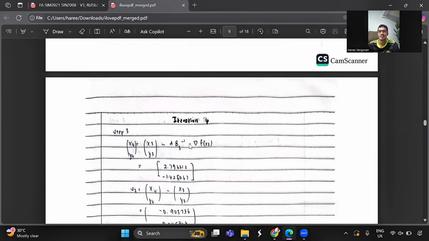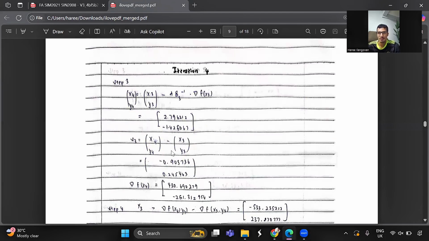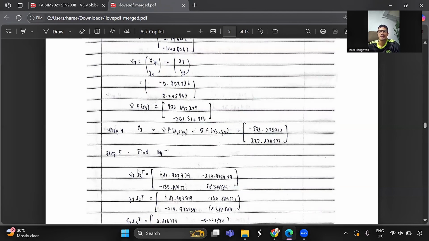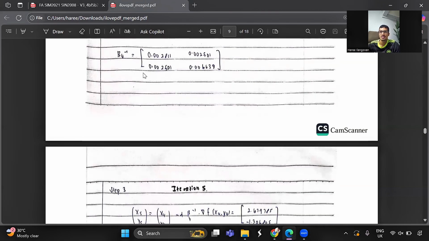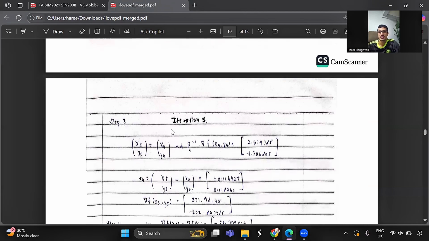And I didn't stop there. I just went again for iteration 4 to calculate the x4 and y4. And I calculated the S3, the Y3, and then all these calculations to get the B4 inverse, which we have over here. And as the last iteration, it's iteration number 5.